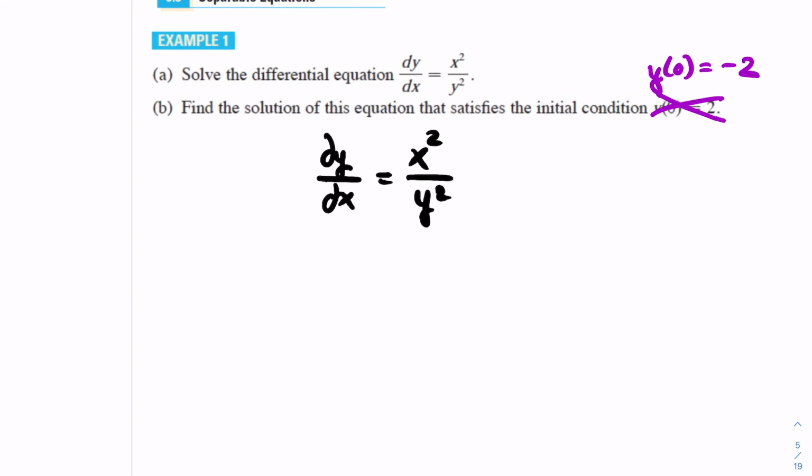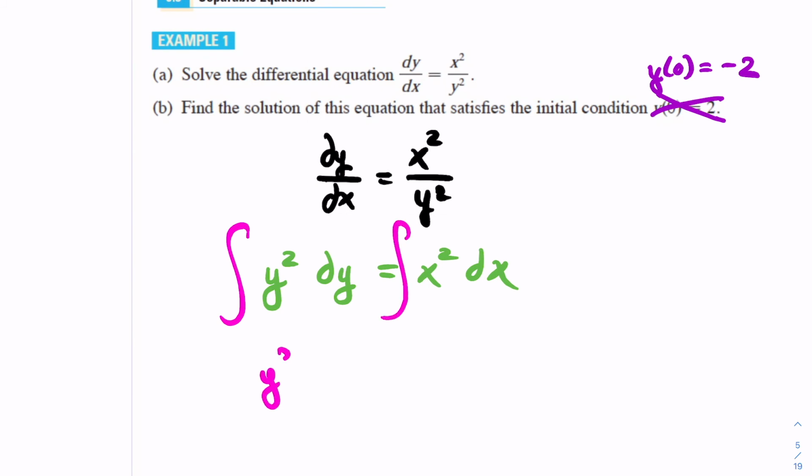So remember, sci-fi. Separate, integrate, find C, isolate. Go as far as you guys can. If you get stuck, press play. If you're done, press play as well. Okay, so if you separate it correctly, you should get y squared dy is equal to x squared dx. If you showed the steps, that's perfectly fine, but really you don't need to. So we separate it. And then we integrate. That's y cubed over 3 is equal to x cubed over 3 plus c.